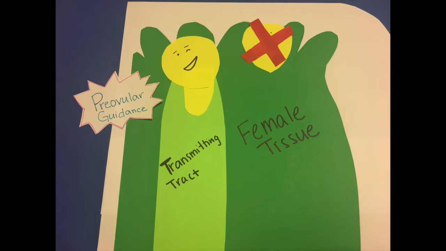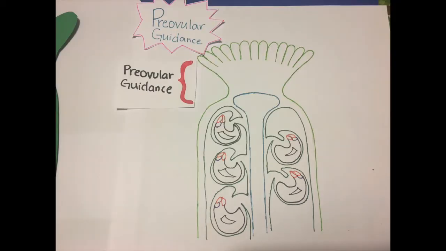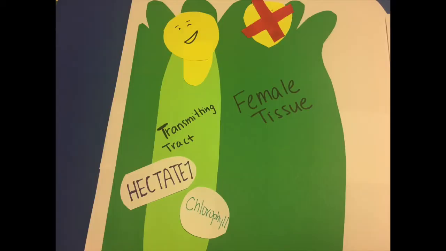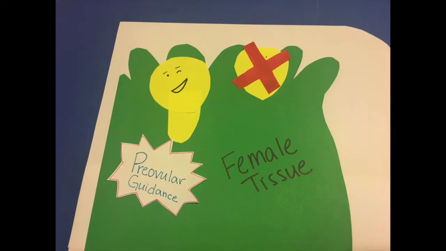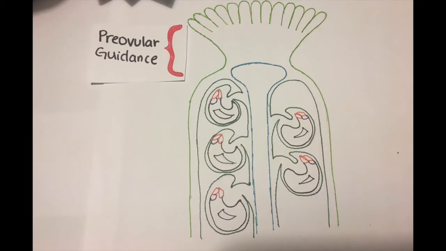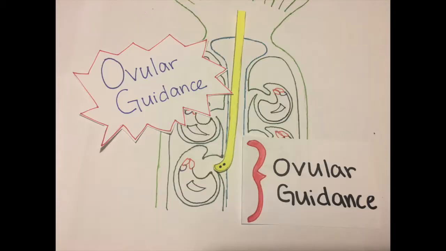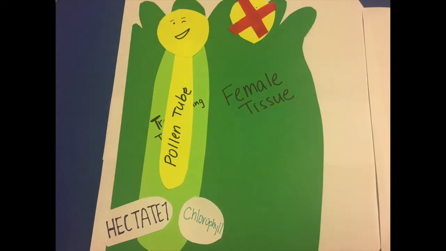Pre-ovular guidance is the navigation of any compatible pollen tube from the stigma to the ovary. The transmitting tract constitutes the path from the stigma to the ovary, where the tube interacts with guidance signals. Multiple proteins are responsible for the tract development, such as HECT1 and chlorophyll proteins.